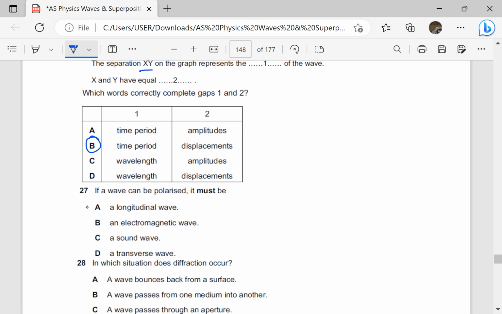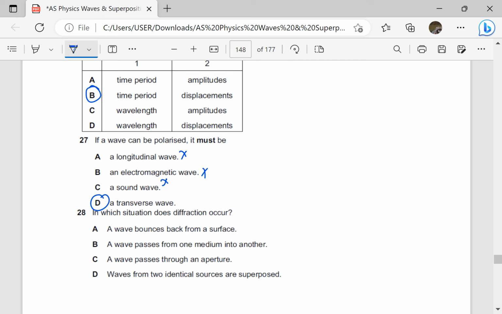If a wave can be polarized, it must be longitudinal? No. Sound? No. Electromagnetic? Of course, electromagnetic can be polarized, but not only them. All transverse waves can be polarized, so the answer is going to be D. Electromagnetic is just a subset of transverse.